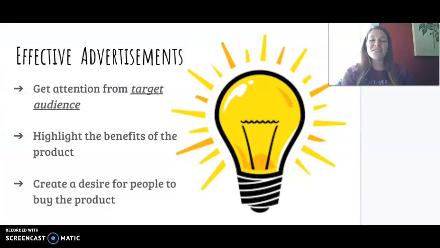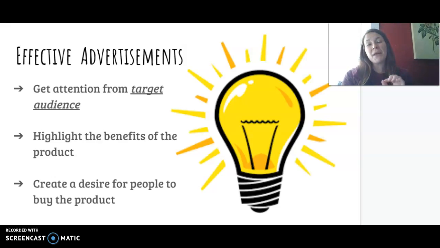All right, effective advertisements. This is what you will need in your picture. Something to get the attention of your target audience. Remember, a target audience is who you want to buy your product. If you're making makeup, you might target women. If you're making a toy, you want to target kids. If you're making technology, you can target a lot of different people, specifically teenagers, people who use technology the most, maybe teachers.